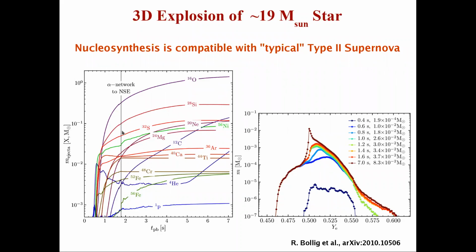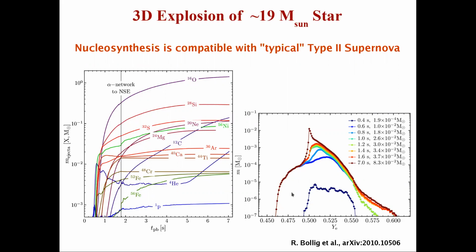What's interesting is the nucleosynthesis. We run a small network in the simulations. We can determine the masses of certain elements, nucleosynthesis of radioactive species. And most interestingly, we actually find full compatibility of the electron fraction in these ejecta, or let me say the neutronization, or the neutron-to-proton ratio in the ejecta. We find full compatibility with nucleosynthetic constraints.